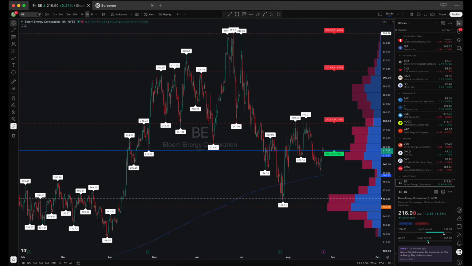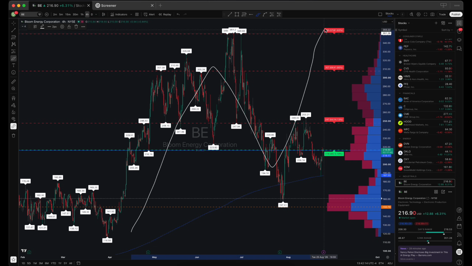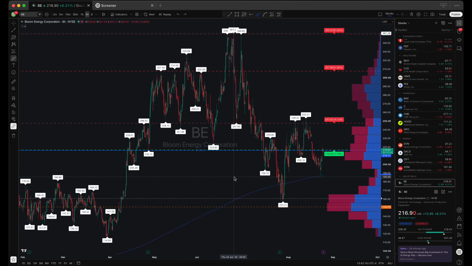So obviously, this tracks the closing price of the last 200 trading days. So this is a great way to spot a trend. So obviously, trend setting is massive for a trader.